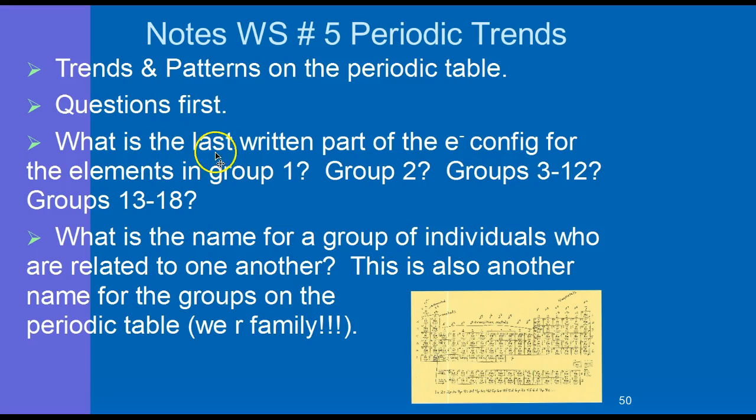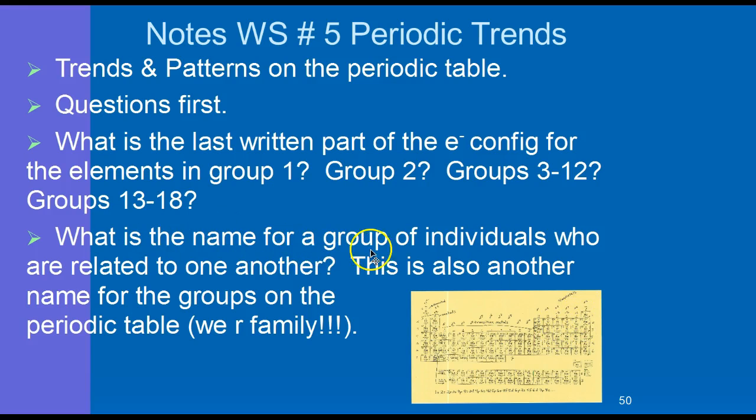So the first question is, what is the last written part of the electron configuration for elements in group 1? Well, if you look at elements in group 1, it's s1. In group 2, it's s2. In groups 3 through 12, it is debatable. And in groups 13 through 18, it goes p1, p2, p3, p4, p5, p6.